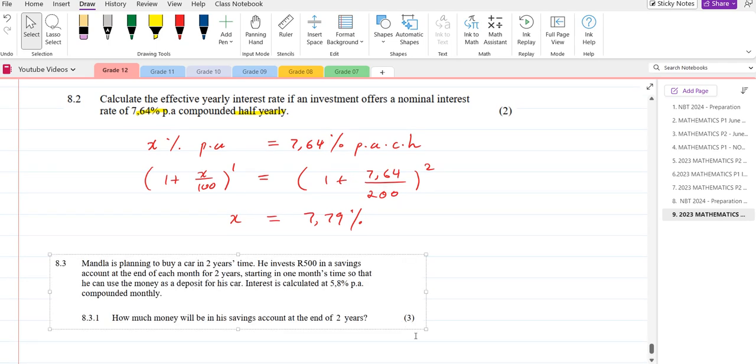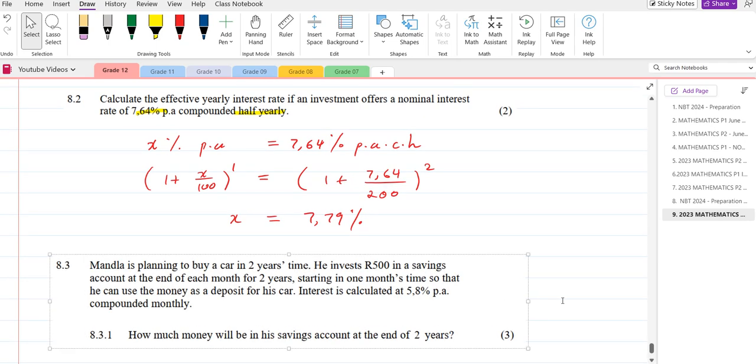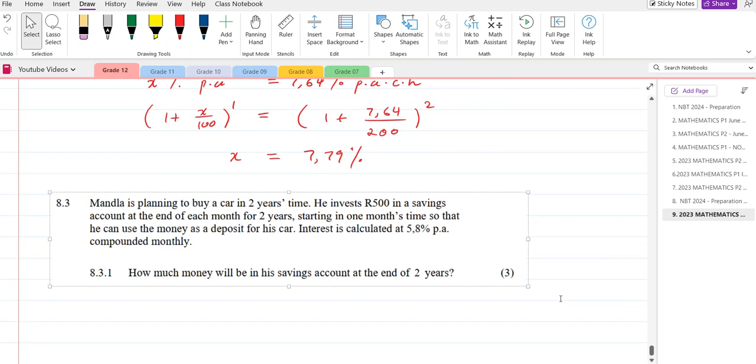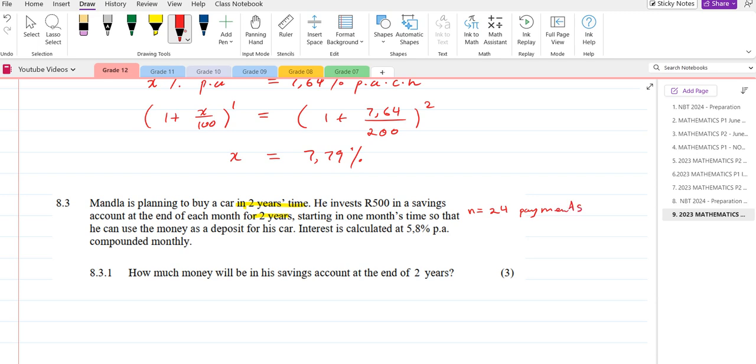Right, so Manla is planning to buy a car in 2 years' time. He invests 500. So remember, that's his goal, right? So in 2 years' time he wants to buy a car. He invests 500 rands in a savings account at the end of each month for 2 years. So how many payments altogether per month for 2 years? So there are 24 payments. N is equal to 24 monthly payments. That's what I see here.